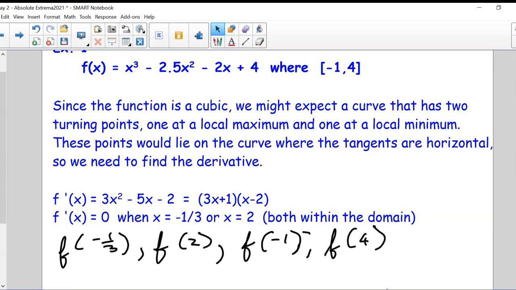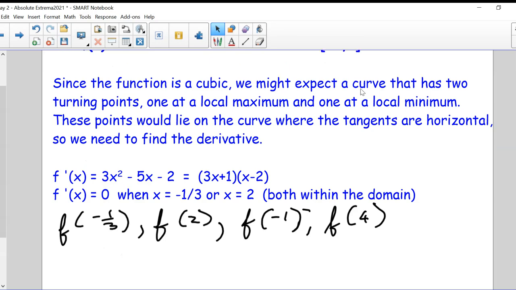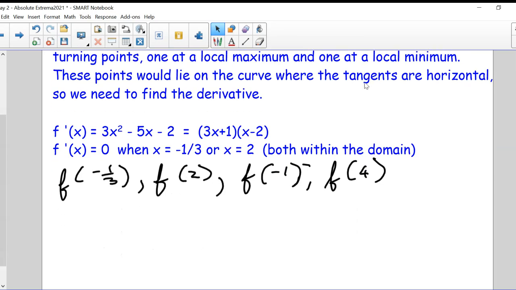Now, one of the things we have to establish and make sure we're okay with is that these points that made the derivative equal to 0 are within the domain of -1 to 4, and clearly they are. -1/3 and 2 are between -1 and 4. So that means that we're good there. So this is now the tedious process that we have to go through.